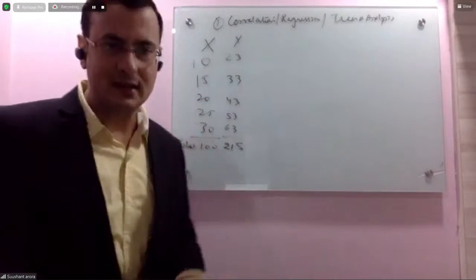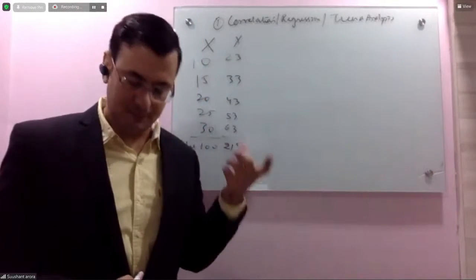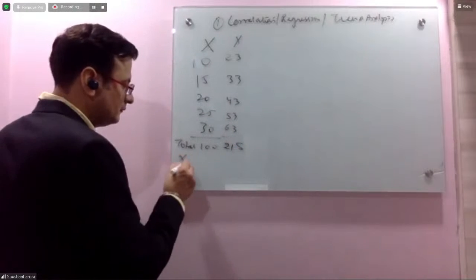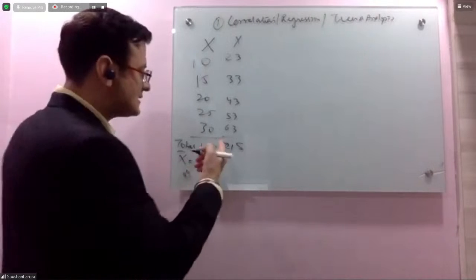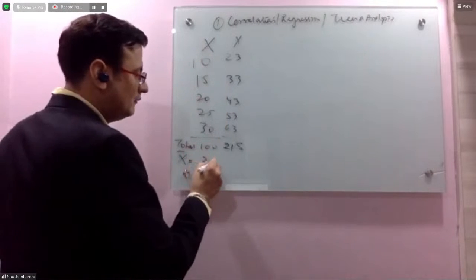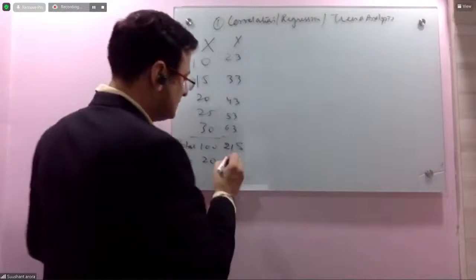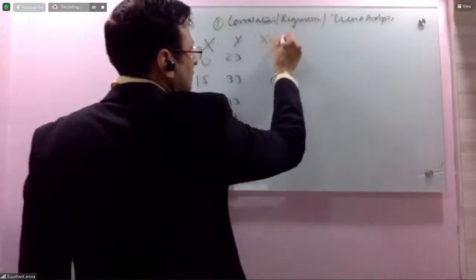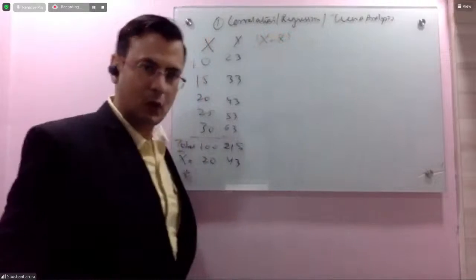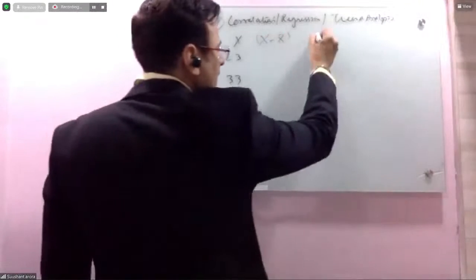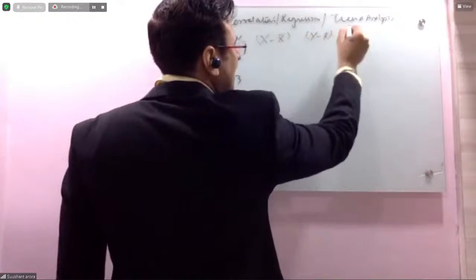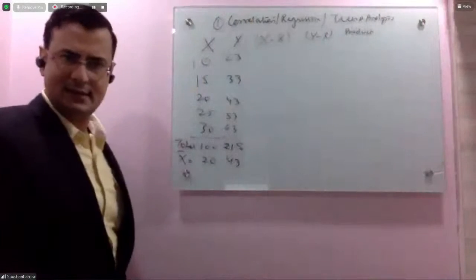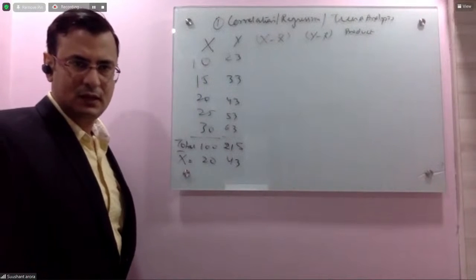So how do we calculate the correlation? Let's see that. What is the mean? In this case, 100 divided by 5 is 20. 215 divided by 5 is 43. We do X minus X bar, Y minus Y bar, and the product of that. Clear, guys?